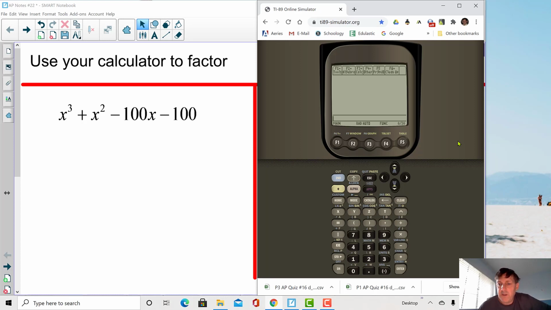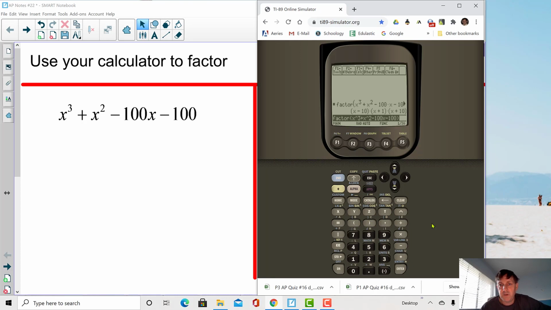Okay, we want to use our calculator to factor this. To find factor, I'm going to go to Catalog. Factor starts with the letter F, so I can go to F. The very first choice is factor, so I'm going to push Enter. Then I'm just going to type in my equation with the close parentheses, and I'm done.